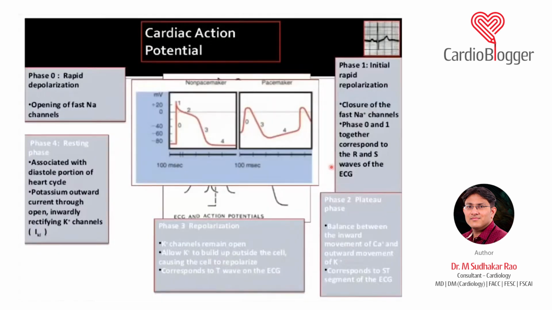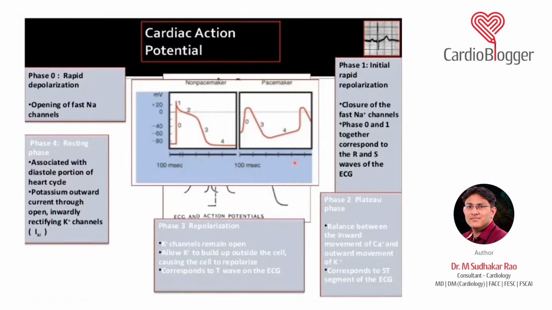Now let's revise this once. As I told you, phase 0 is the rapid depolarization, formed by the opening of the fast sodium channels. Phase 1 is the initial rapid repolarization, because of the closure of the fast sodium channels. So phase 0 and phase 1 are almost the depolarization, formed by the R and S waves of the ECG. Next is phase 2, the plateau phase. It is a balance between the inward movement of calcium and the outward movement of potassium, and it corresponds to the ST segment of the ECG.